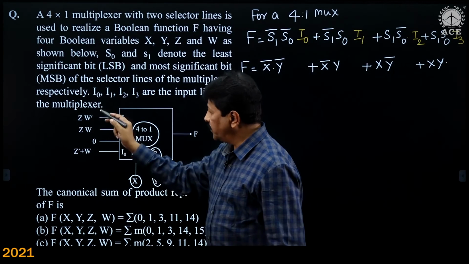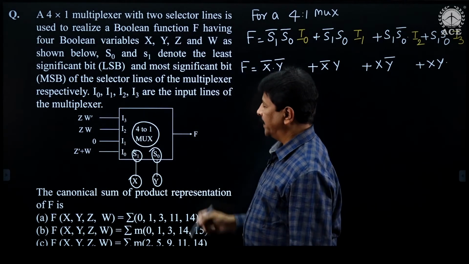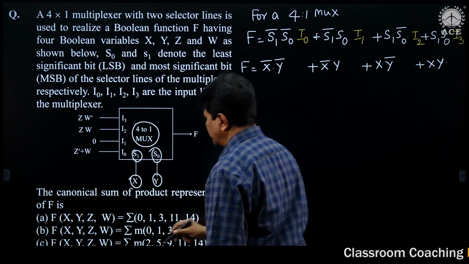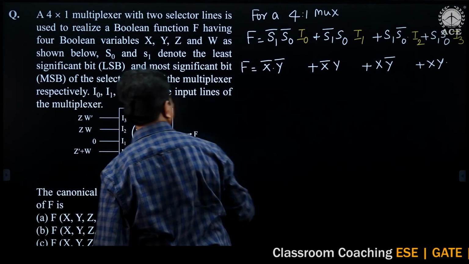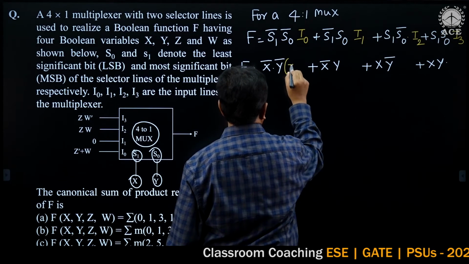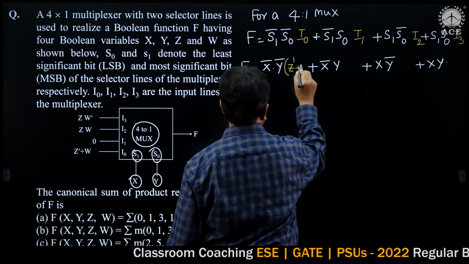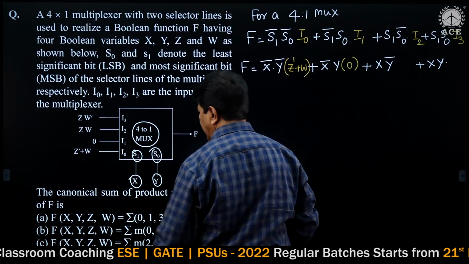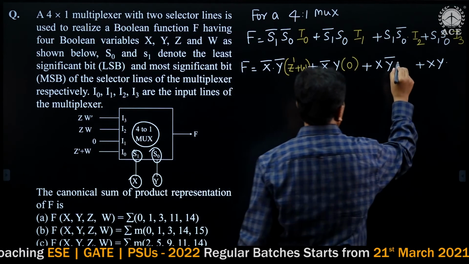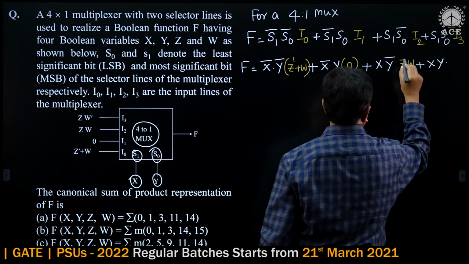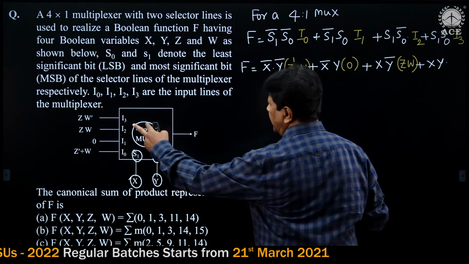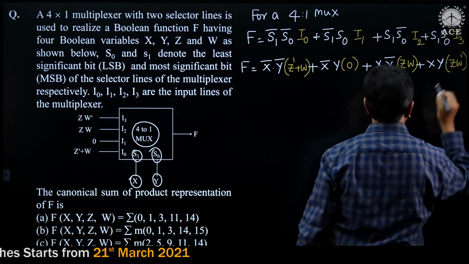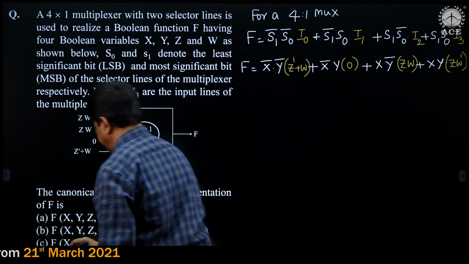Now take these input values and substitute into this correspondingly. So I naught is z bar plus w. I'll use some different representations. I1 is of course 0 and I2 is zw and I3 is zw bar. So I just need to expand it.